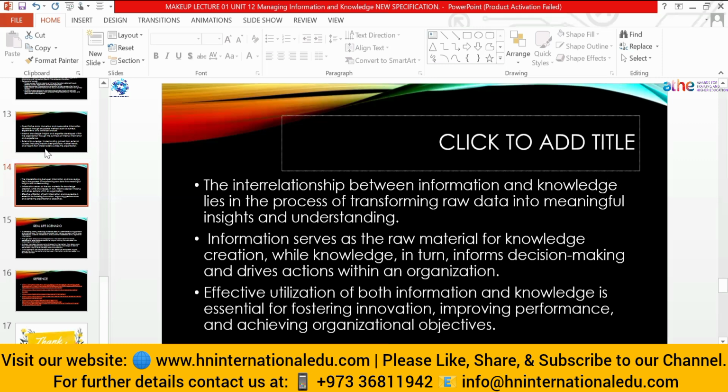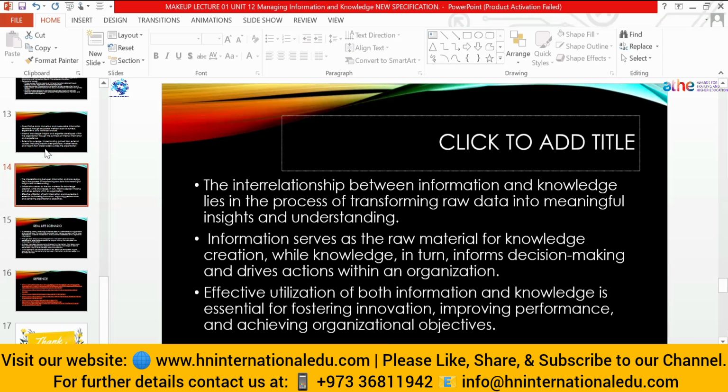Interrelationship. The interrelationship between information and knowledge lies in the process of transforming raw data into meaningful insights and understanding. So, what is the relationship between information and knowledge? First, the data is raw, it is untouchable. It was so unique that nobody did an invention or a research on it, and you were the one to have a proper talk or research on it. And then when you gather enough data in the knowledge part, we're going to have a deeper understanding.